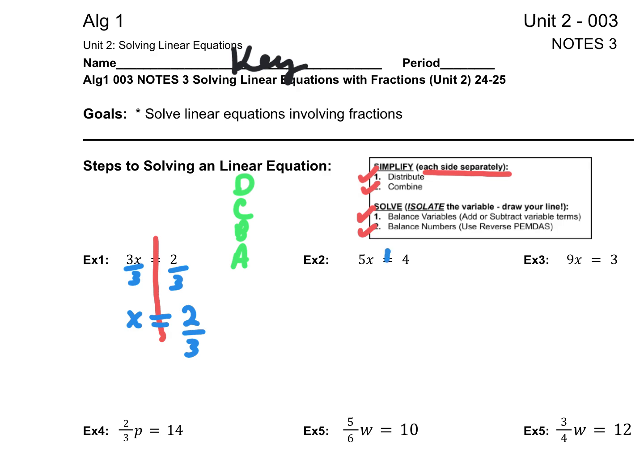I'll probably do 1, 2, and 3, and we'll see as we go along. This is 5 times x. You're going to divide by 5, and you're going to leave it as 4/5 because 4/5 is a simplified fraction. You're drawing your line, then you're dividing. Divide by 9, and now you're going to get x is equal to 1/3, and you're going to leave it as 1/3.